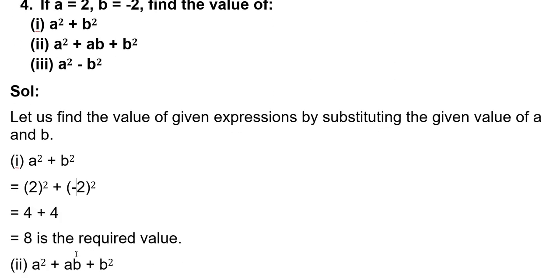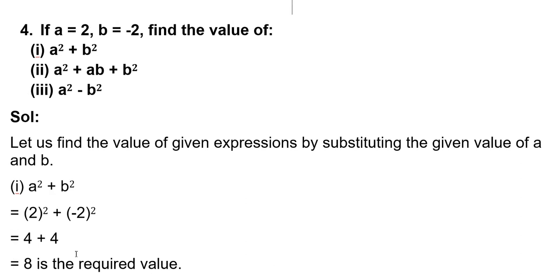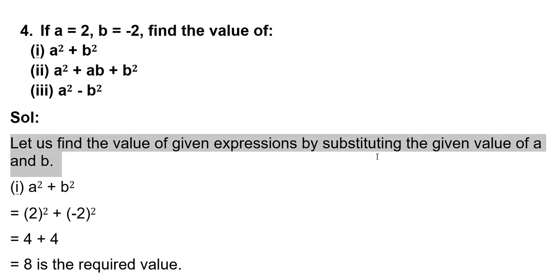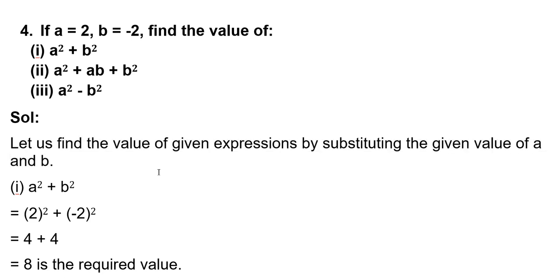Fourth problem: if a is equal to 2 and b is equal to minus 2, find the value of a square plus b square, a square plus ab plus b square, and a square minus b square. Solution: let us find the value of the given expressions by substituting the values of a and b. First, a square plus b square, where a is equal to plus 2 and b is equal to minus 2.